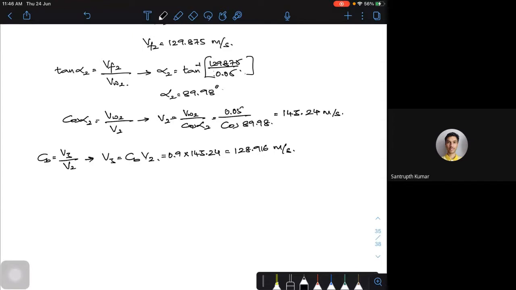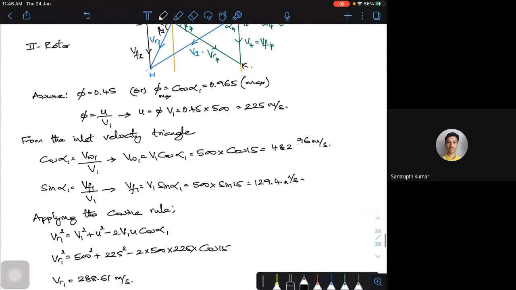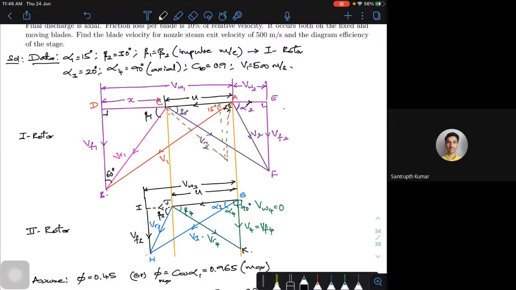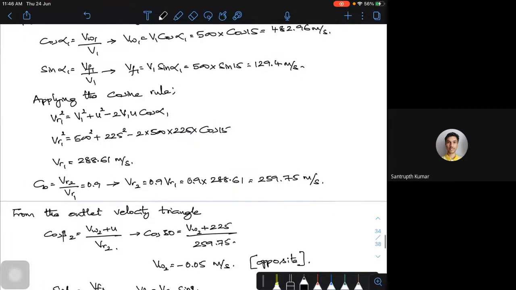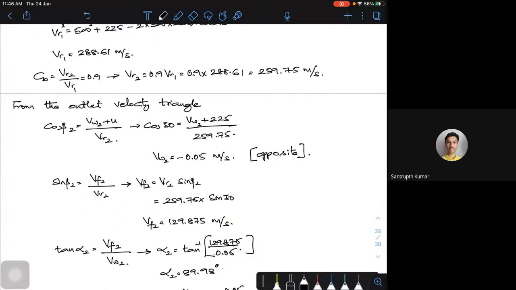At the same time, if you want, you can find V2 in another form also. V2 can also be found from VW2 and VF2. If you go back, this is a right angle triangle. I can find it from VW2 square plus VF2 square. You go back and check both ways. VW2 is 0.05 square plus your VF2 is 129.875 square. Both ways you can find your V2. Square root of it, I am getting around 129.87.